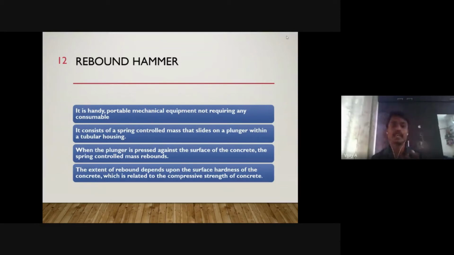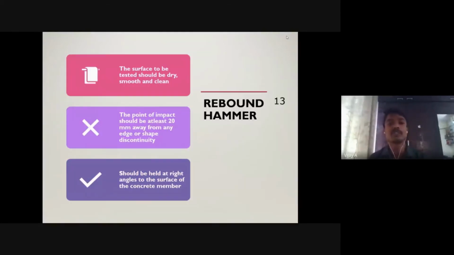Right? The extent of rebound depends upon the surface hardness of the concrete, which is directly related to the compressive strength of concrete. So for the rebound hammer, the surface to be tested should be dry, smooth, and clean. Normally we use sandpaper to clean the surfaces, because you need to get more accurate results.